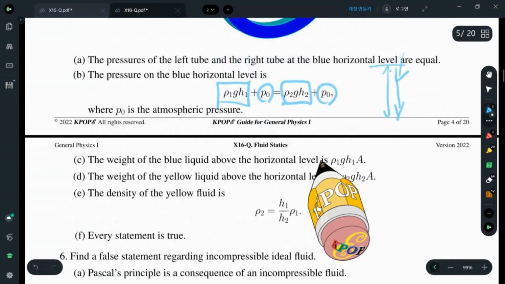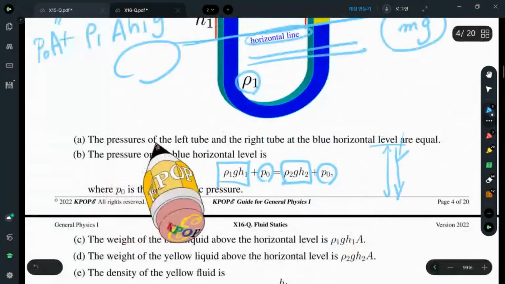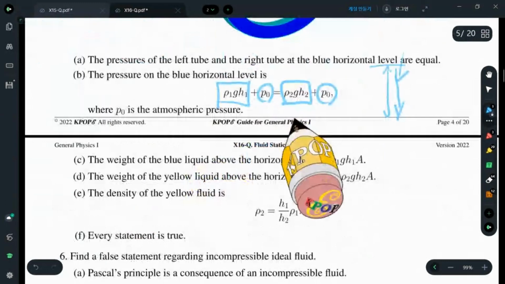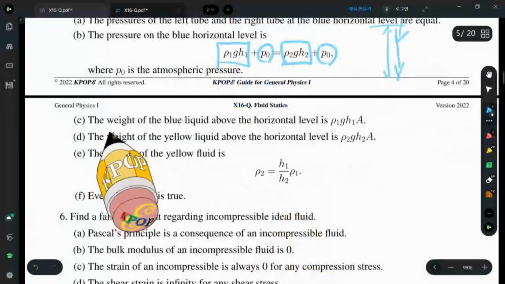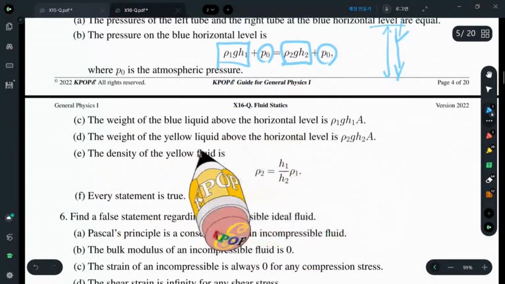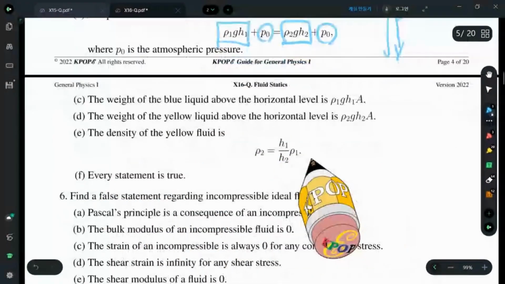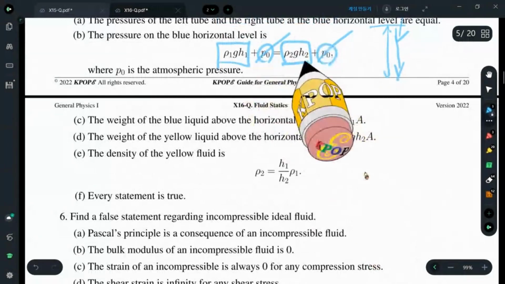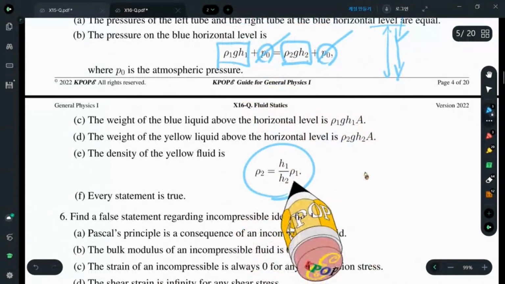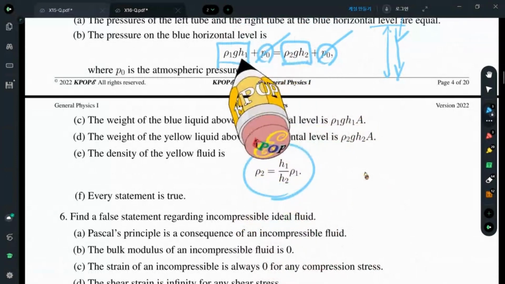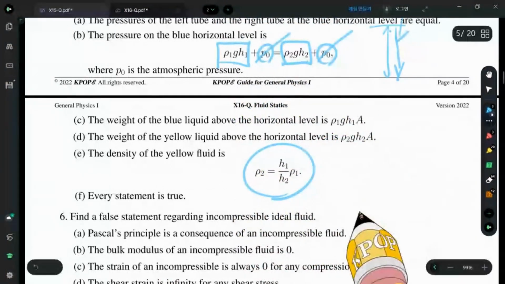The pressures of the left tube and right tube are the same at the blue horizontal level, and actually the forces are the same. The weight of the blue liquid above the horizontal, oh, this is what we have already solved. And after canceling P0, we can compare the densities by measuring the heights of the two columns.